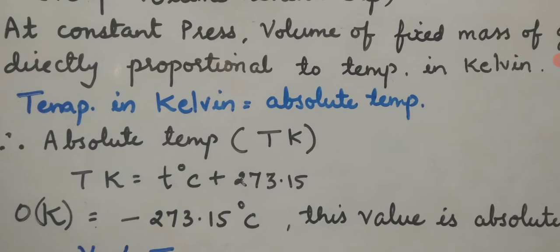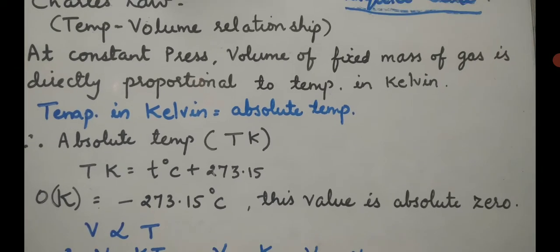Now, if you have 0 Kelvin and I ask what that temperature is in degree Celsius, that temperature will be minus 273.15 degree Celsius. This temperature is called absolute zero. So if somebody asks what is absolute zero, it is the temperature of 0 Kelvin or minus 273.15 degree Celsius. So now we know the values in both terms, what absolute zero means.